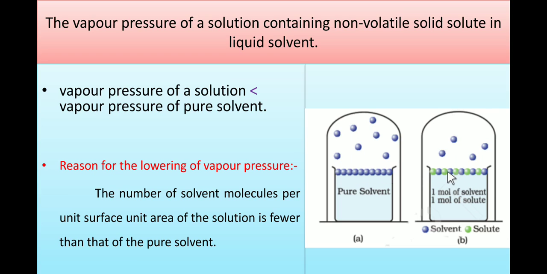Now, since the solute particles are non-volatile, they cannot go into the gas phase. Therefore, only the blue color molecules will go into the vapor phase. Therefore, the number of molecules able to go to the vapor phase is lower here, and higher here. Therefore, pure solvent has higher vapor pressure than the solution containing non-volatile solute. Okay, this is the reason. For example, if this is pure water, and this is a solution of glucose.